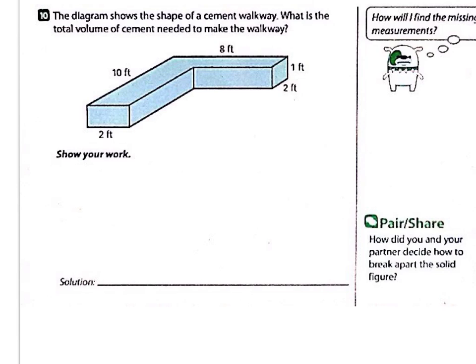Okay, let's try another one. The diagram shows the shape of a cement walkway. What is the total volume of cement needed to make the walkway? Okay, as I look at this problem, I think the most logical place to draw my line would be right here. So I've made 2 different rectangular prisms. Okay, so let's look first at this one, and let's look at the measurements. So I know my length is 2 feet. I know my width is 10 feet, and here's my measurement for width right here, 10 feet. So 2 times 10 times my height.